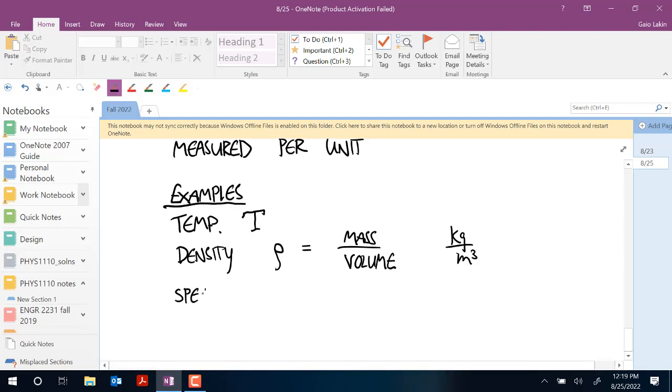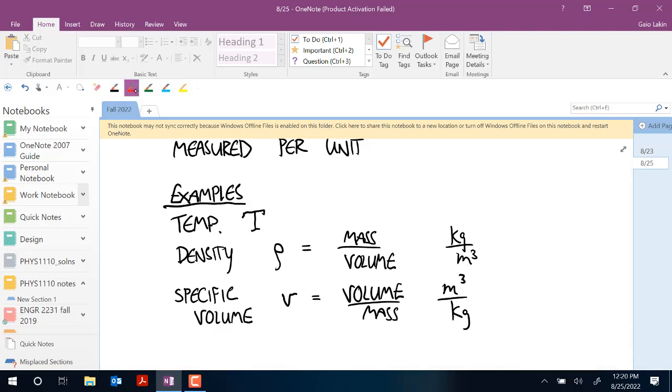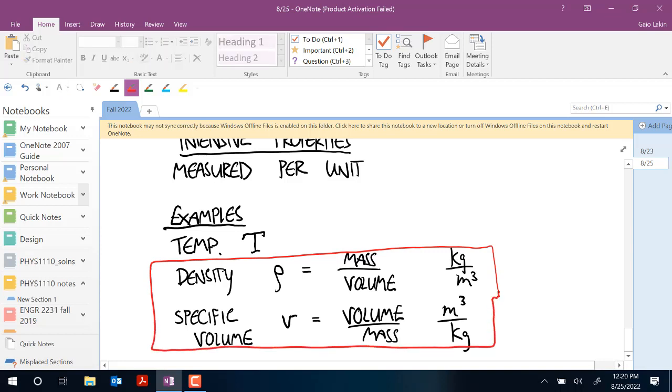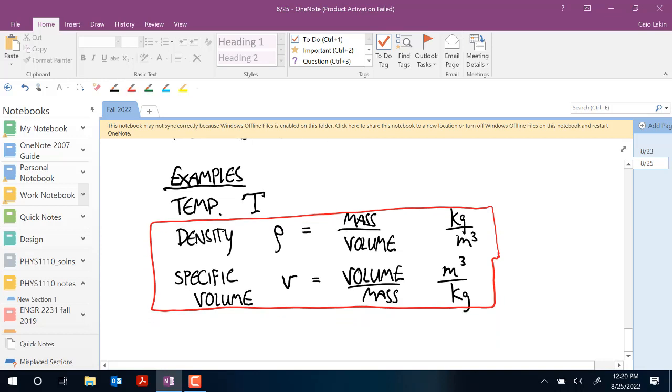Next, specific volume. We're going to denote that with a lowercase v, and that's volume per mass. That has SI units of cubic meters per kilogram. And I put these two together because this is an important thing to notice. These are both variables that are important in calculations, and if you know one, you know the other. They're just the reciprocals of each other.